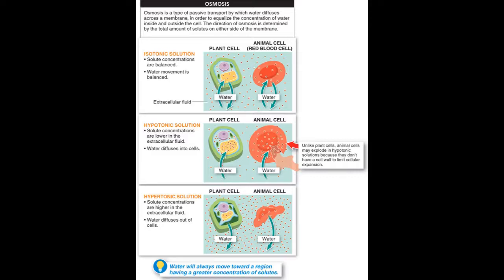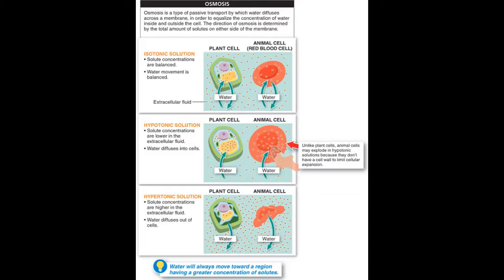So first, the concentration of solutes outside the cell is equal to the concentration inside the cell. The outside solution is considered isotonic. Water still moves between the solution and the cell, but because it moves at the same rate in both directions, there's no real net change in the amount of water inside versus outside the cell.